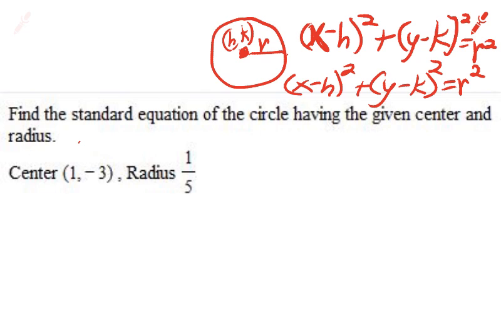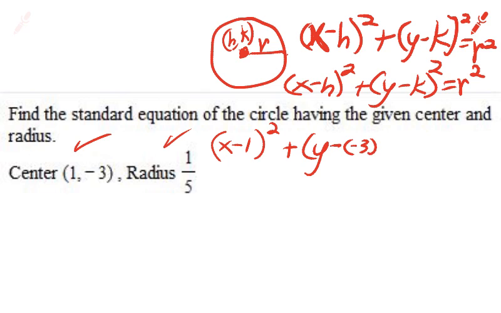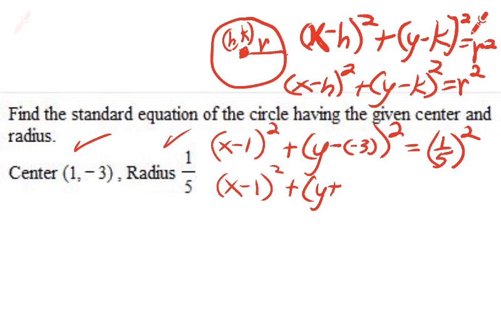So we know from this problem, there's the center, there's the radius. I'm going to say that the equation is (x minus 1) squared plus (y minus negative 3) squared equals (1/5) squared. Well, we need to clean that up a little bit. (x minus 1) squared plus (y plus 3) squared equals 1/25. That's your answer for this problem.